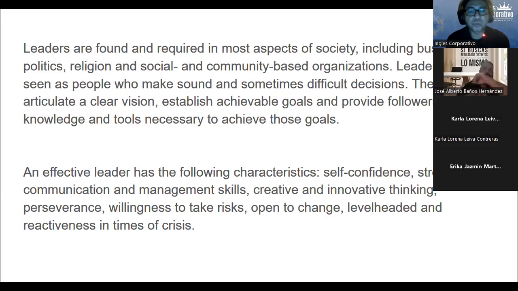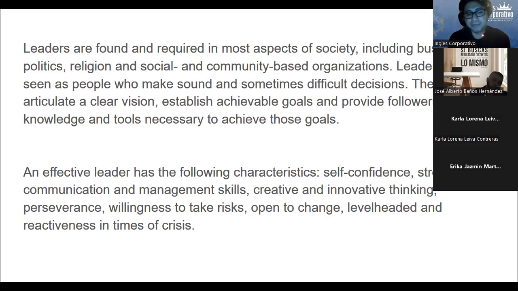Okay, it says leaders are found and required in most aspects of society, including business, politics, religion, and social and community-based organizations. Leaders are seen as people who make sound and sometimes difficult decisions. They articulate a clear vision, establish achievable goals, and provide followers with the knowledge and tools necessary to achieve those goals. Achieve, do you remember what is achieve, everybody? Okay, achieve is when you have an objective and you reach the objective. That is to achieve.